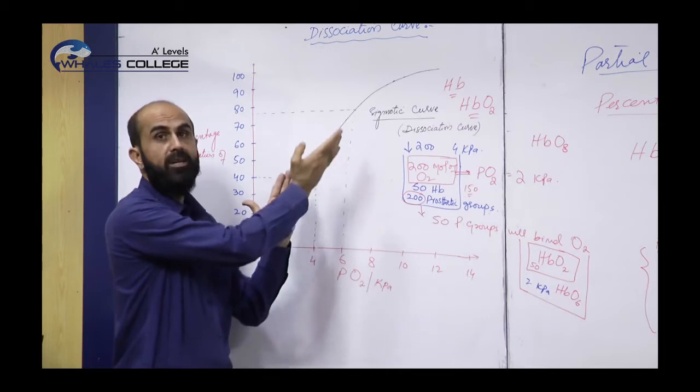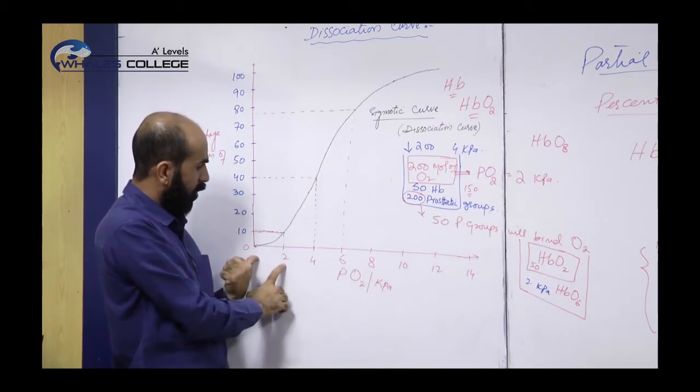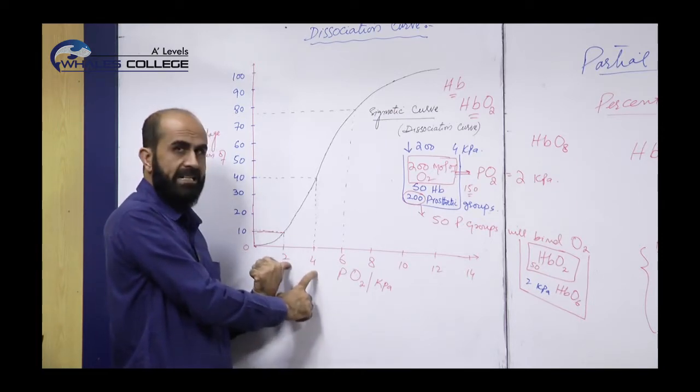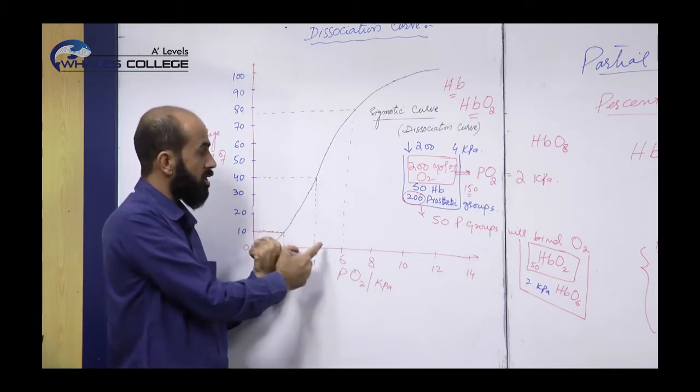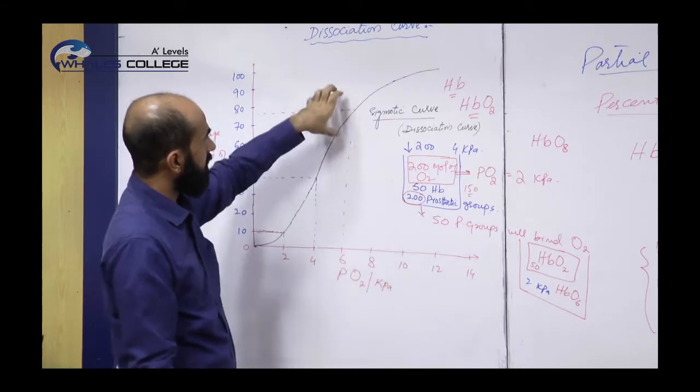Why is this curve sigmoid? Why is this curve S-shaped? Because at low partial pressure, lesser saturation of hemoglobin takes place. A slight increase in partial pressure makes the affinity of hemoglobin for oxygen higher, so there is more saturation. It continues until finally it becomes fully saturated.